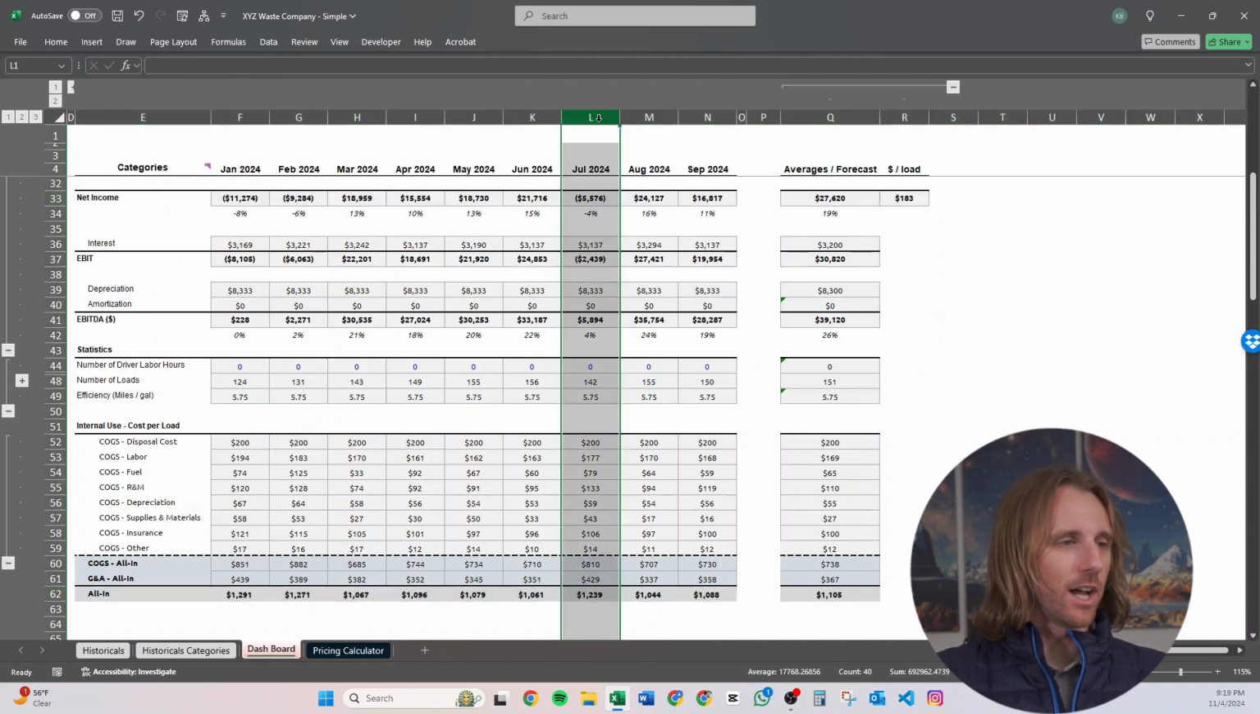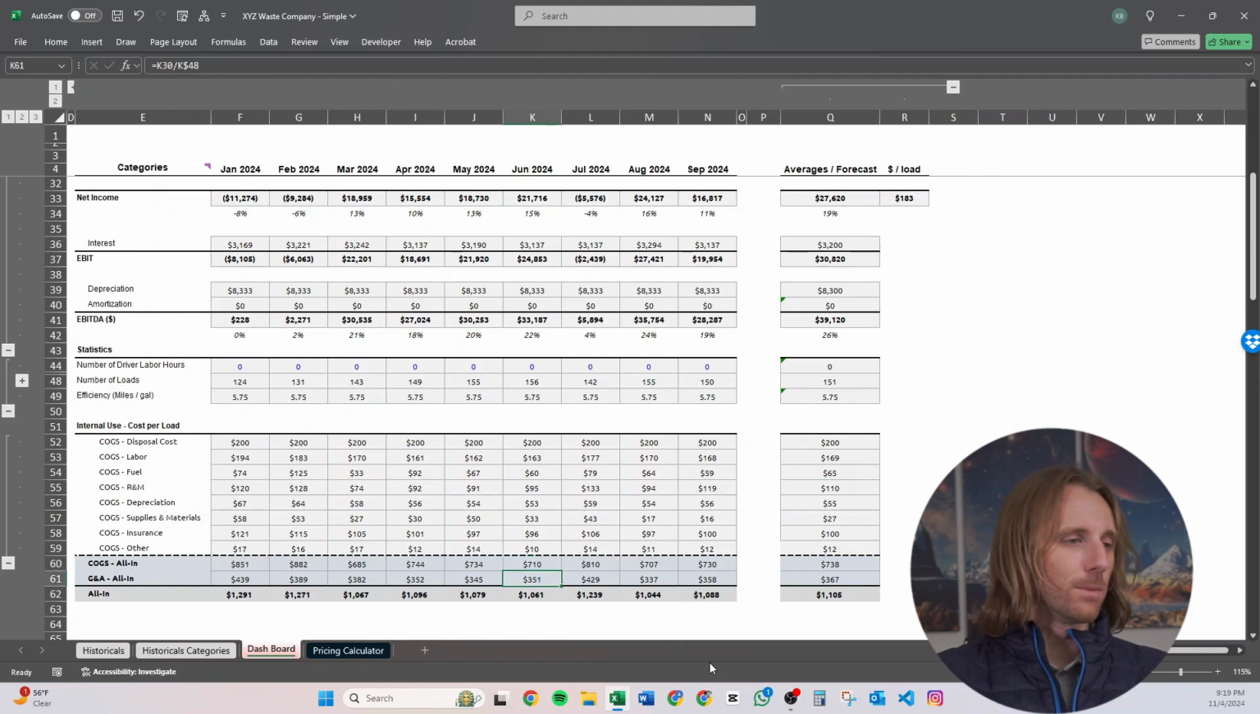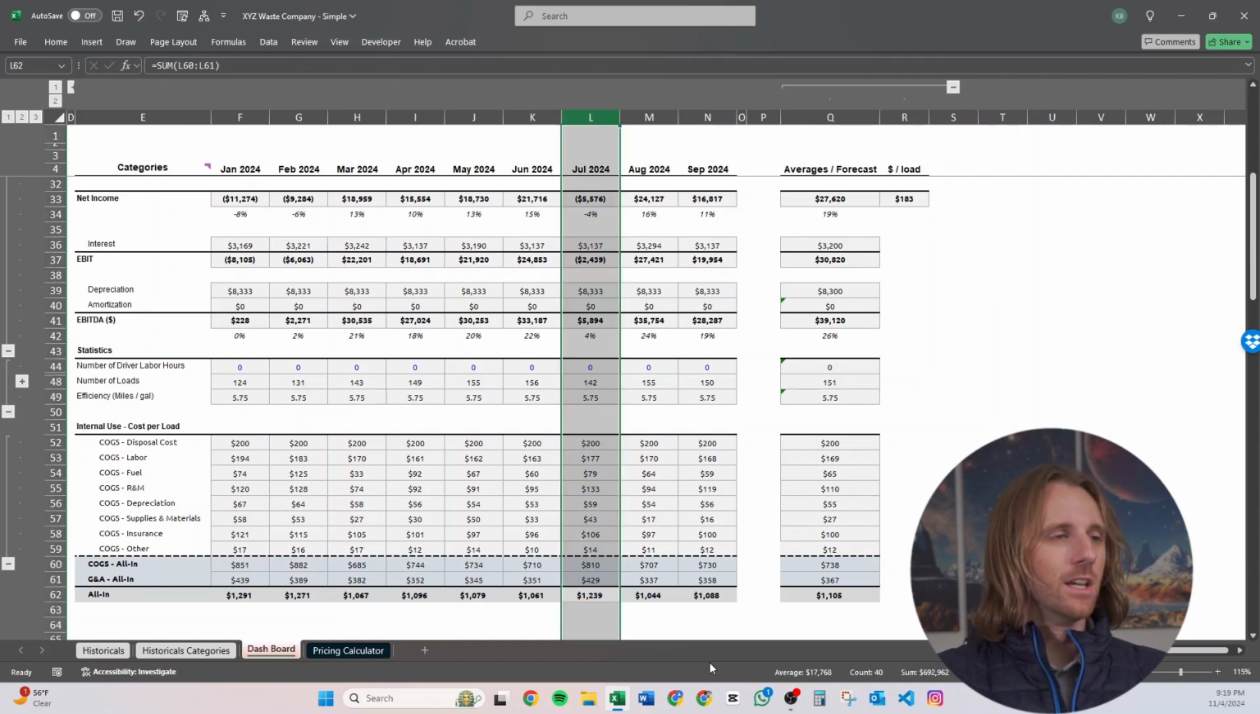You can see it here in July. The tonnage goes down. That pushes the cost of the G&A and cost of goods sold, but predominantly G&A, up to slightly above $1,400. And immediately you can see that means we're going to have a negative net income this month.